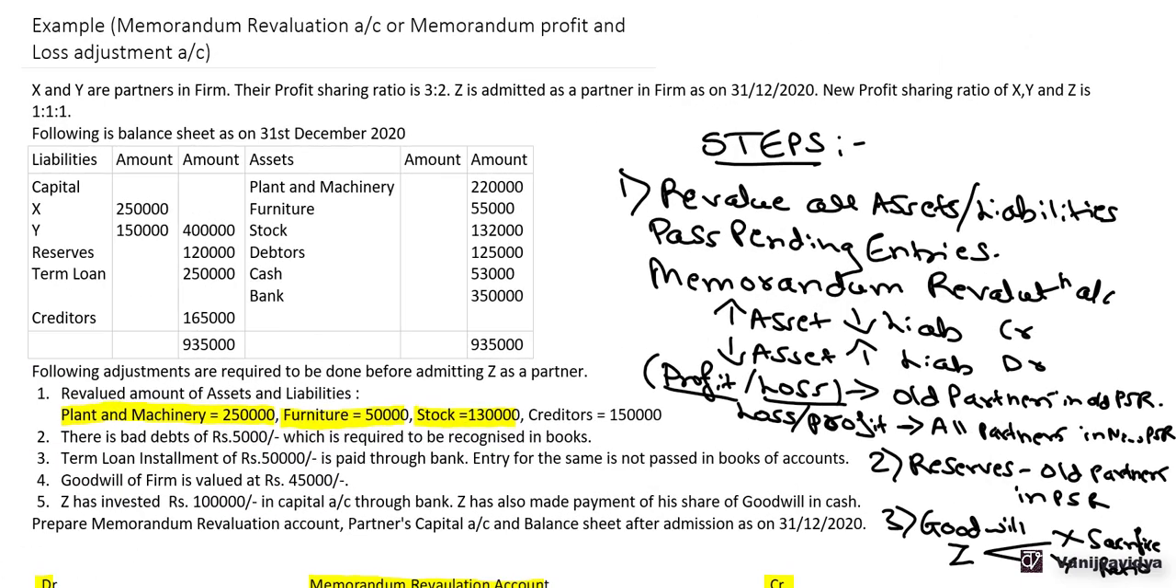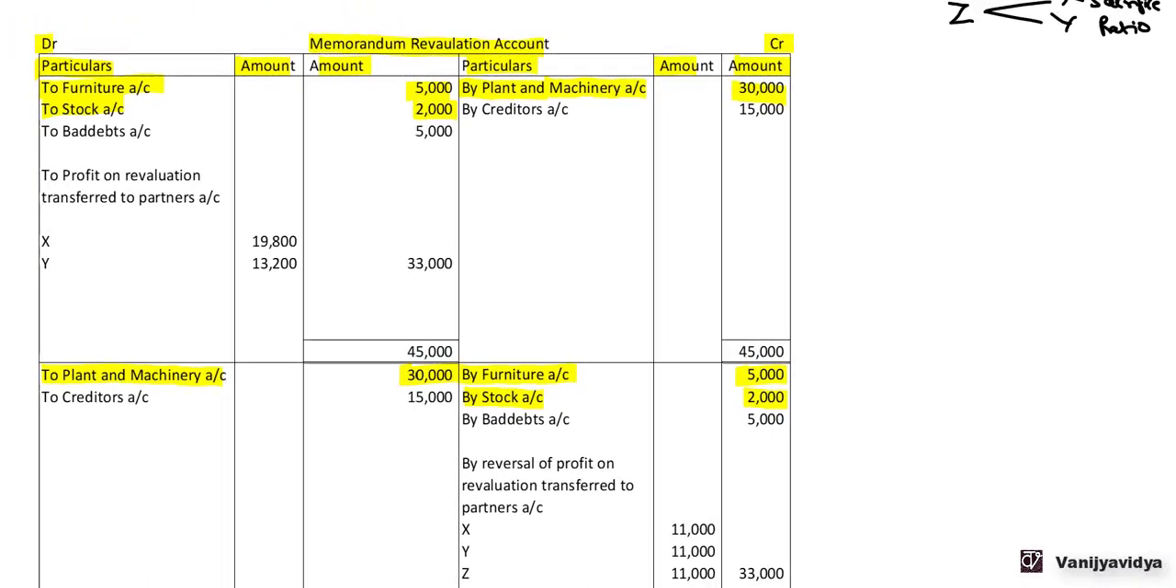Next, creditors 1,50,000. Now creditors in the balance sheet is 1,65,000. There is a reduction in the liability. So the entry would have been your creditors account debit to revaluation account. Now in the memorandum revaluation account, on the credit side, we will write this by creditors 15,000. Memorandum revaluation account, credit side, by creditors account 15,000. So let's reverse this entry immediately. In the second part, to creditors account 15,000.